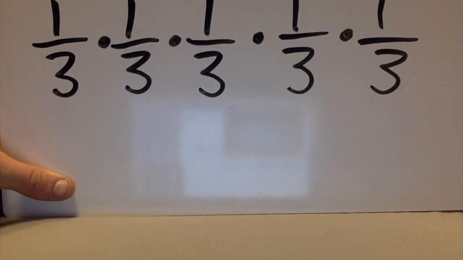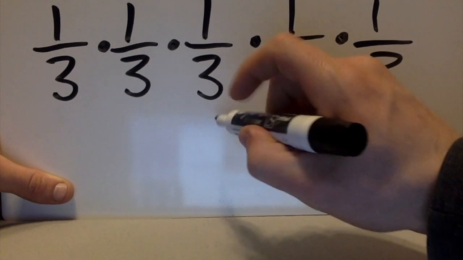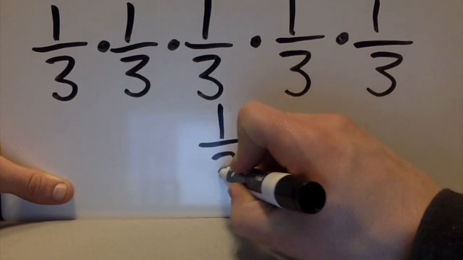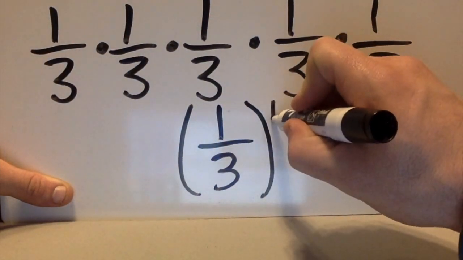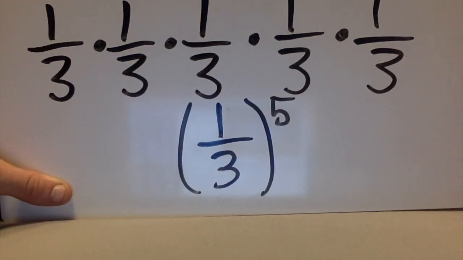Our next quantity is 1/3 times itself 5 times. So that means we put 1/3 all to the fifth.